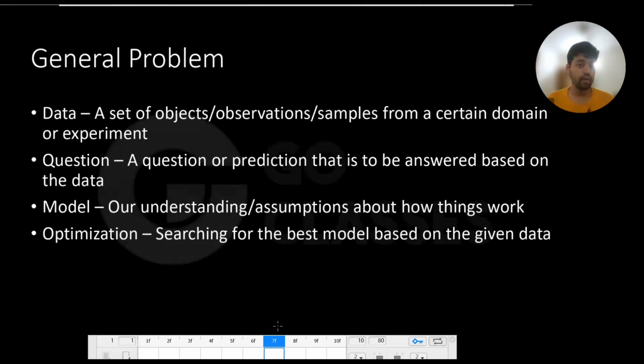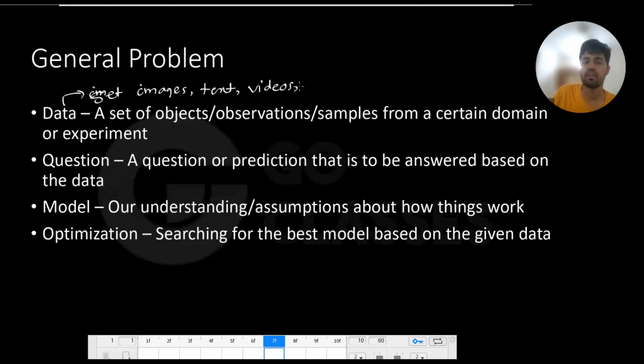So what we will have is some kind of data. Data can be images, a set of images. It can be a set of images or text. It can be videos. It can be graphs. Anything that is digitally available can be data. Once we have that data, there will be a question that we want to answer.